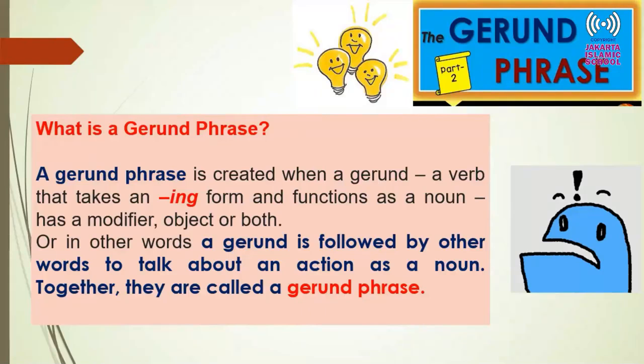A gerund phrase is created when a gerund, a verb that takes the -ing form and functions as a noun, has a modifier, an object, or both. Or in other words, a gerund is followed by other words to talk about an action as a noun. Together, they are called a gerund phrase. To know more about this, let me show some example sentences.